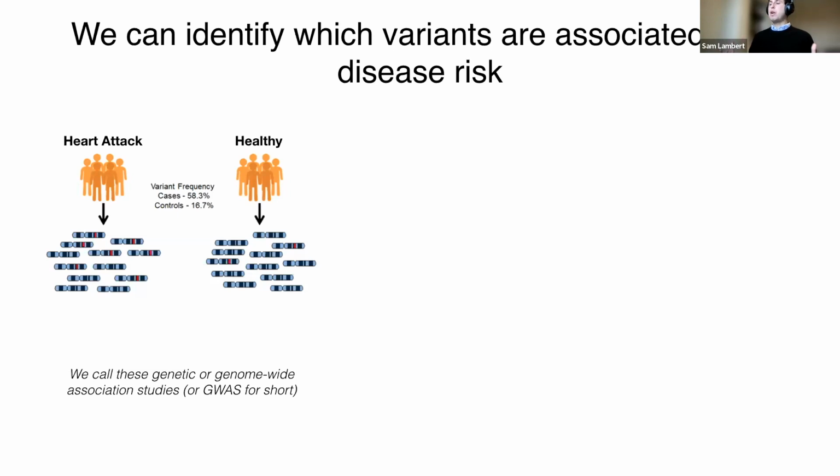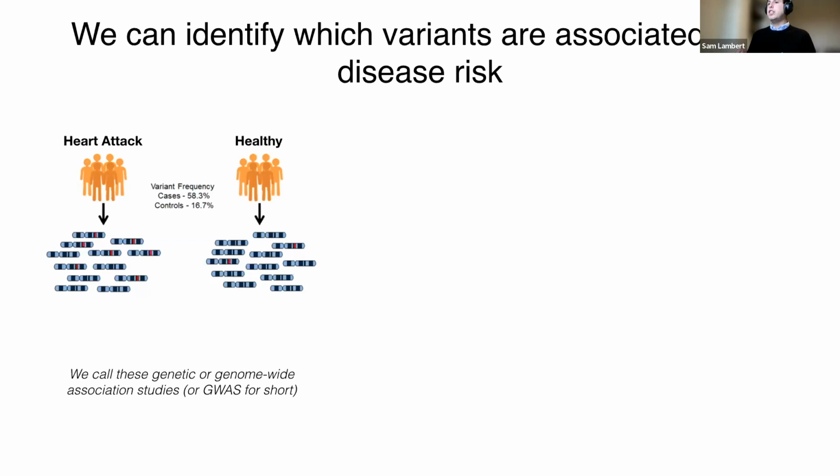So if we have health records, we can take all the people in a study and say who's gotten a heart attack and who's healthy. So who's a case of a heart attack and who's a healthy control. And then we can measure a specific variant and say, is this variant associated with having a heart attack? And maybe that variant then causes heart attacks.